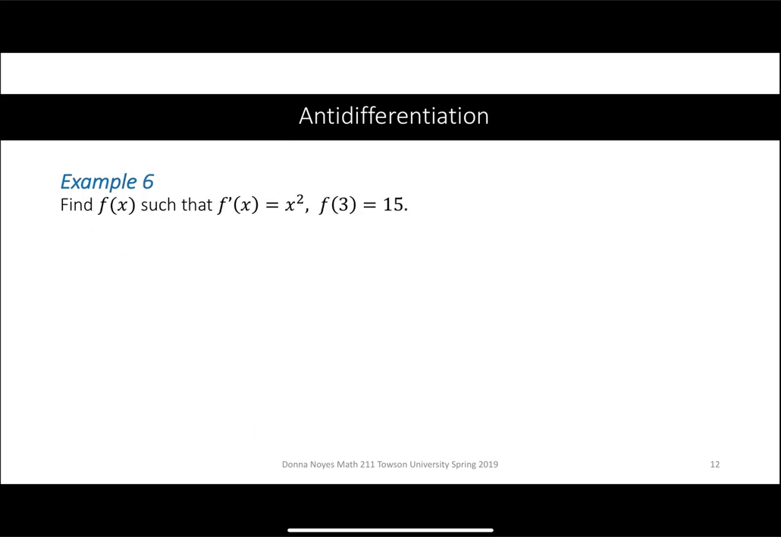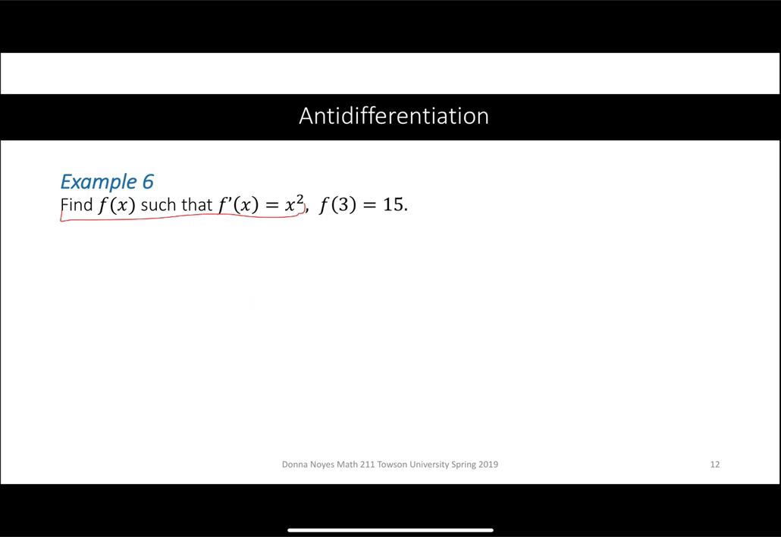So sometimes we can get a problem that's going to give us a piece of information that will actually help us find out what our constant was that we keep adding to all of these problems. And that's the case with example number 6. Example number 6 wants us to find the function such that its derivative is x squared. But it also tells us that f of 3 is equal to 15. So let's start with the first part. Let's just do this part.